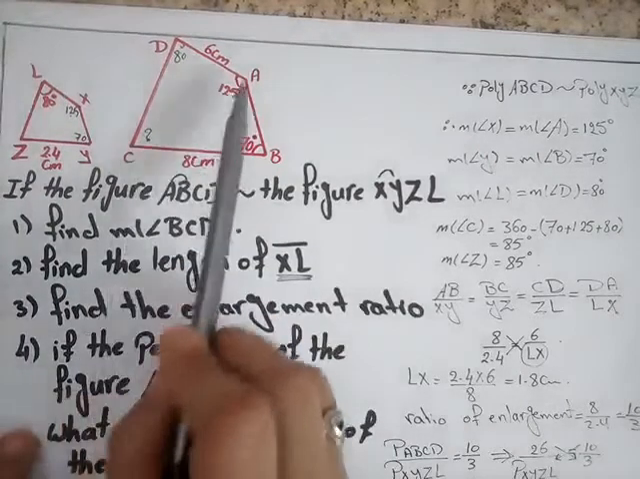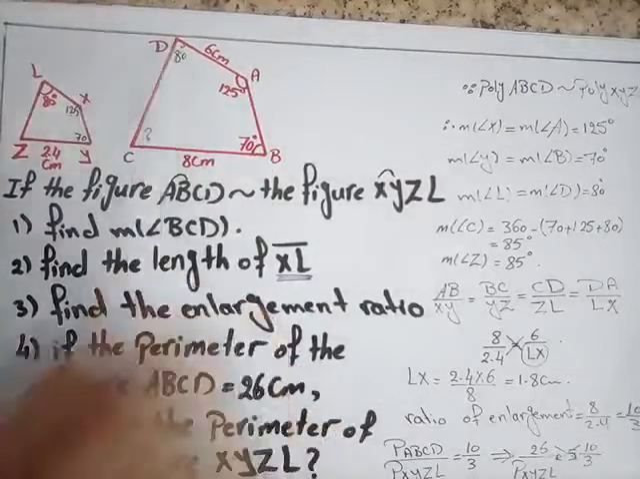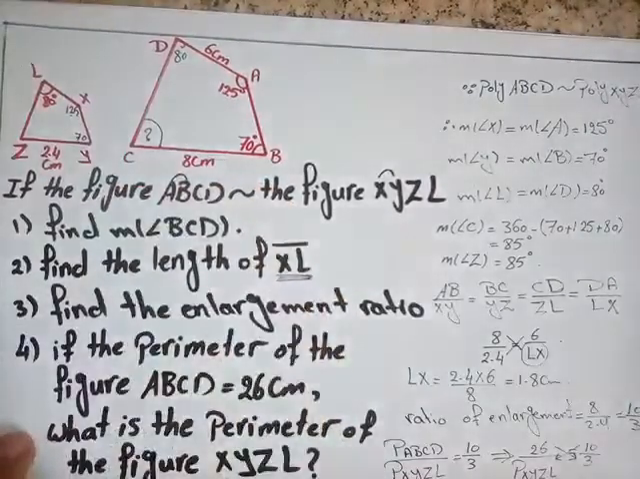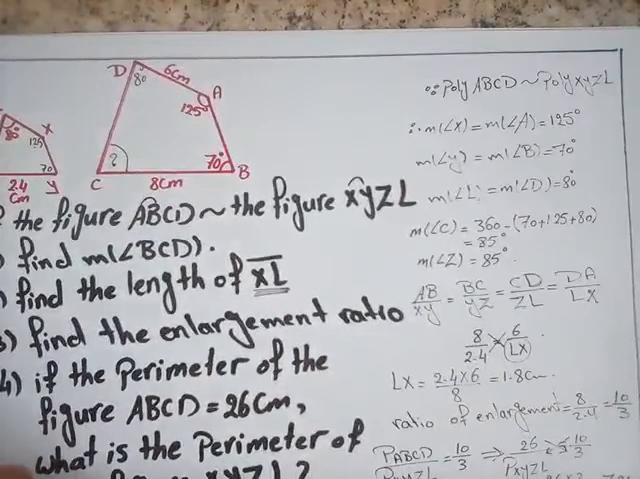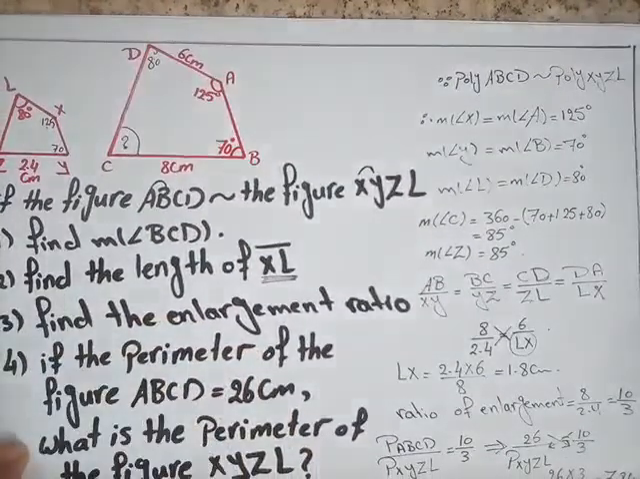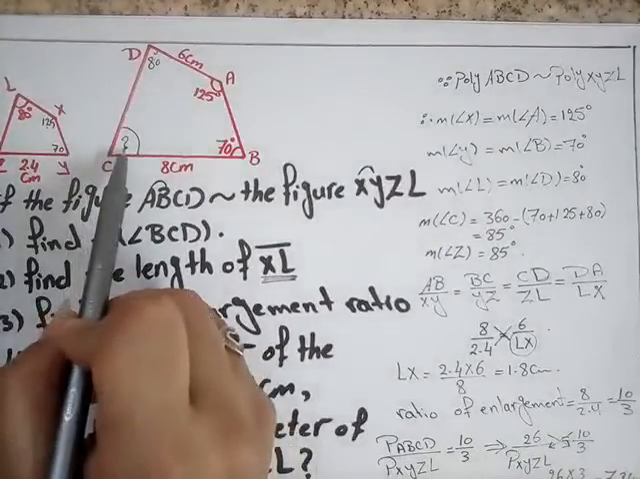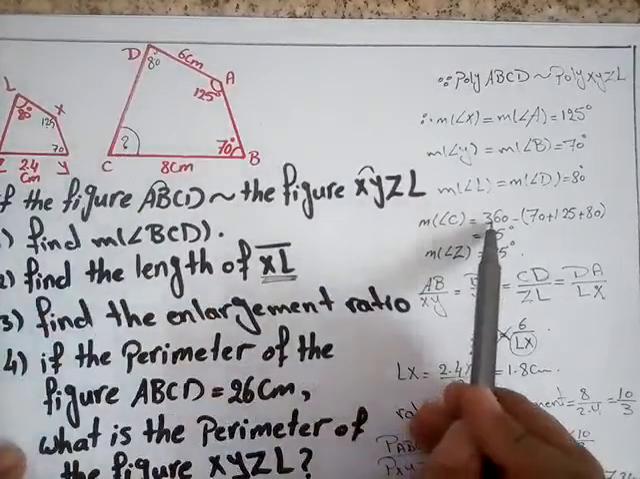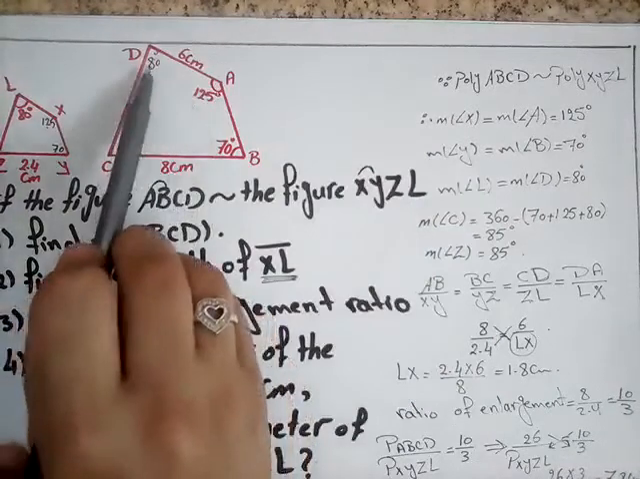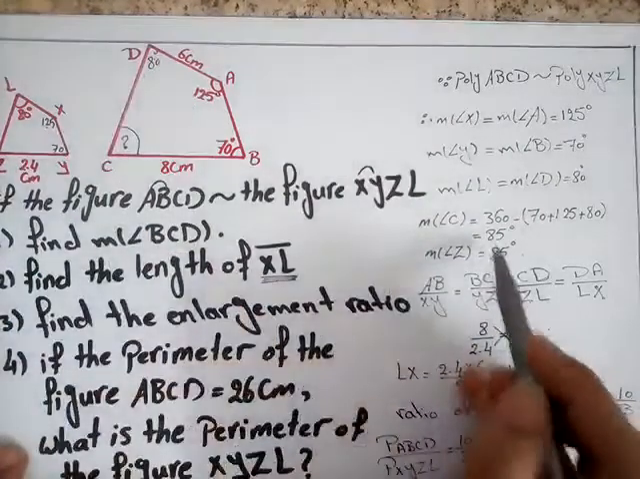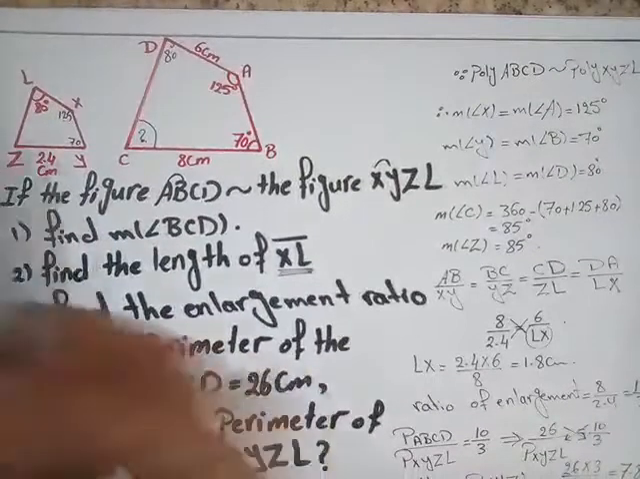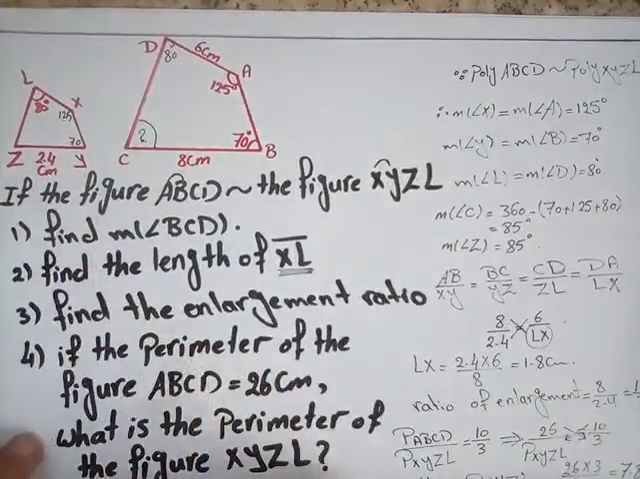In the quadrilateral ABCD, we can find the measure of angle C. We studied before that the sum of interior angles for any quadrilateral equals 360. So measure of angle C equals 360 minus (70 plus 125 plus 80), which equals 85. So measure of angle C equals 85, and measure of angle Z equals 85 also.